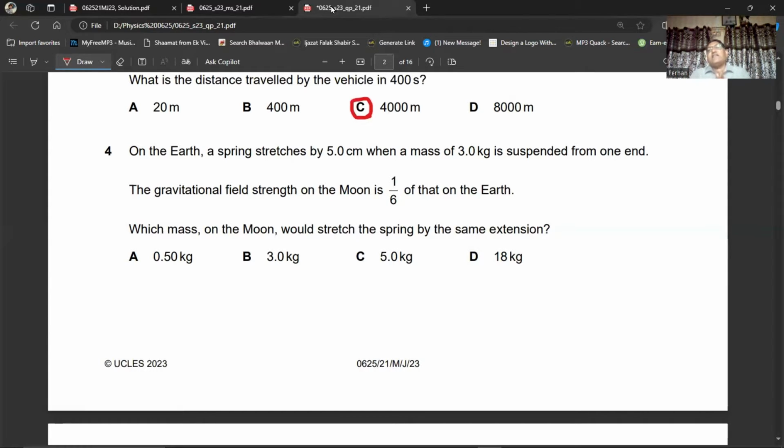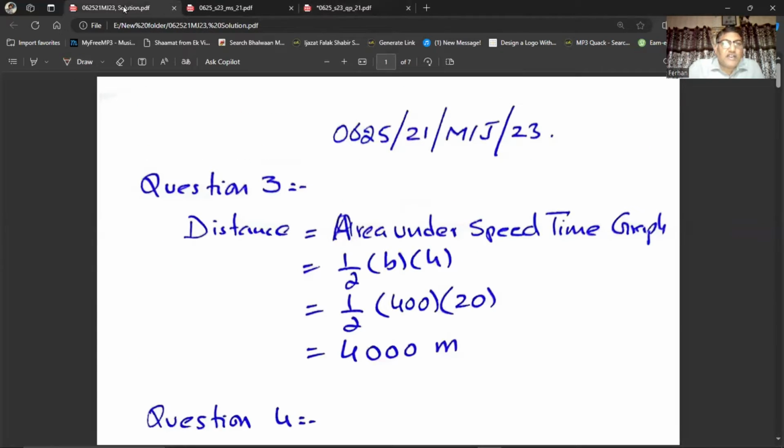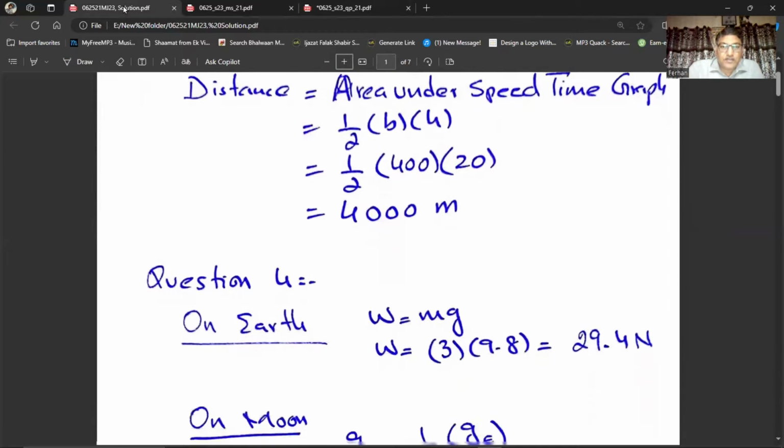Okay, so on Earth, the mass is 3 kg. We know the g value on the Earth is 9.8 Newton per kg, so I will find out the weight of the object. The same weight must be on the moon, so then I will find how much mass is needed there. Let me show you this solution.